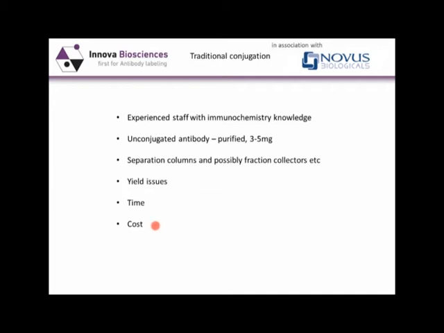Underlying all of this is the fact that the cost of undertaking traditional conjugation is very significant indeed. The cost comes from a number of areas. Firstly, you need the experienced staff. Secondly, you need relatively large amounts of your unconjugated antibody. And if you're buying that commercially, you may be paying perhaps several £100 or dollars per milligram for that antibody. And obviously you also have the cost of losing a good percentage of that on your separation columns. Even if you take some of the traditional conjugation kits that are available, these also include separation columns and you still come across the issues of yield.